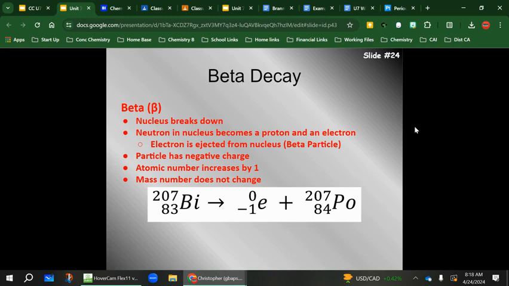So up on the top here, you have 207. What happens to the mass number during a beta decay? Nothing. So what do you end up with? 207. Same number. How do you get a -1 here, though? Nope. That's a good guess. Because of the negative. That is a good guess, but it is not because of the negative charge. What number is that on the bottom?